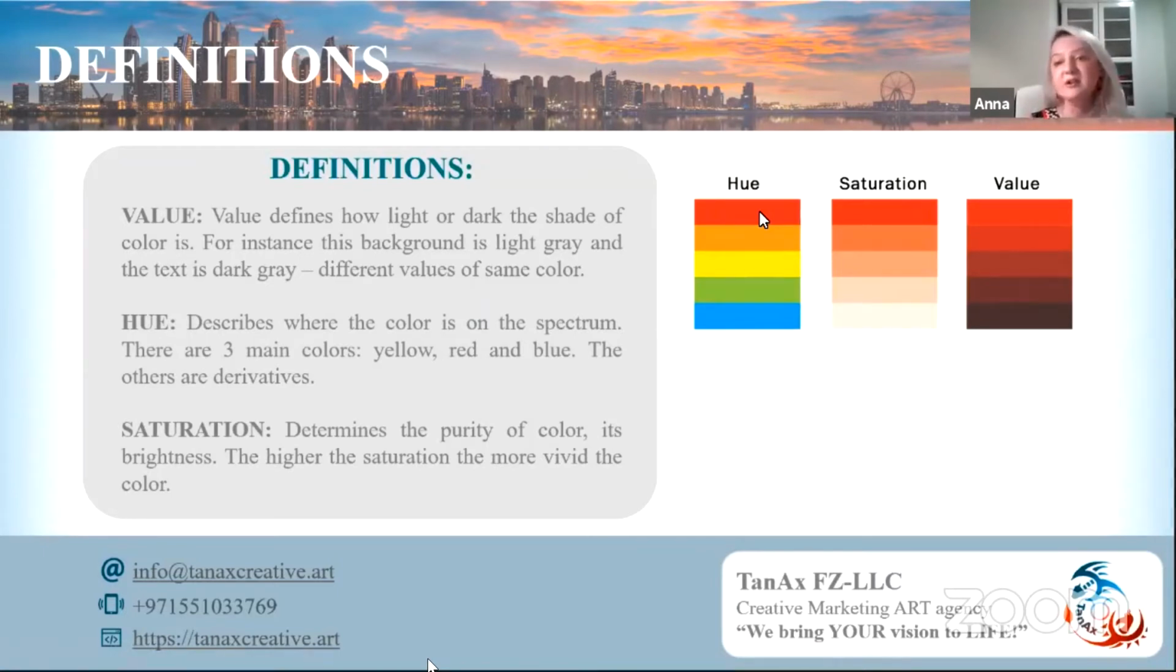Is it a red color? Is it a yellow color? Or is it a blue color? This is what the hue tells you. So these are the three important definitions, right? Again, value, how dark or light. Saturation, how bright or kind of subtle is the color. And then hue is the color itself, meaning what shade of color this is.